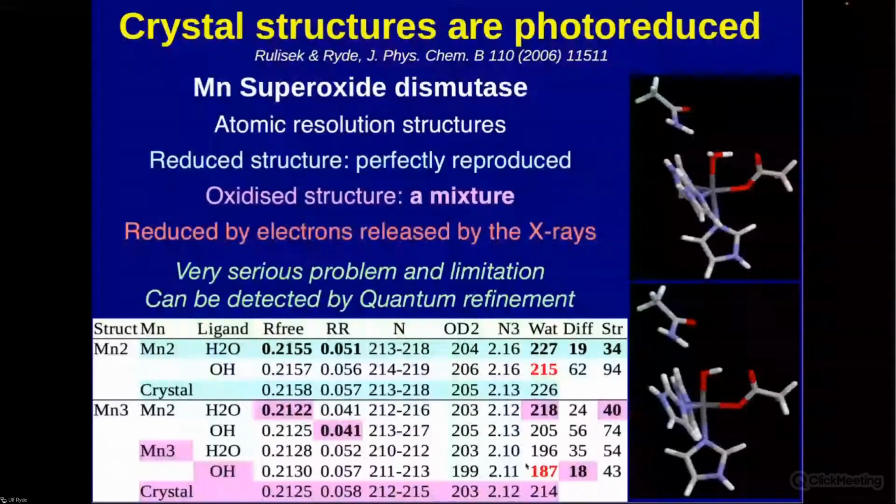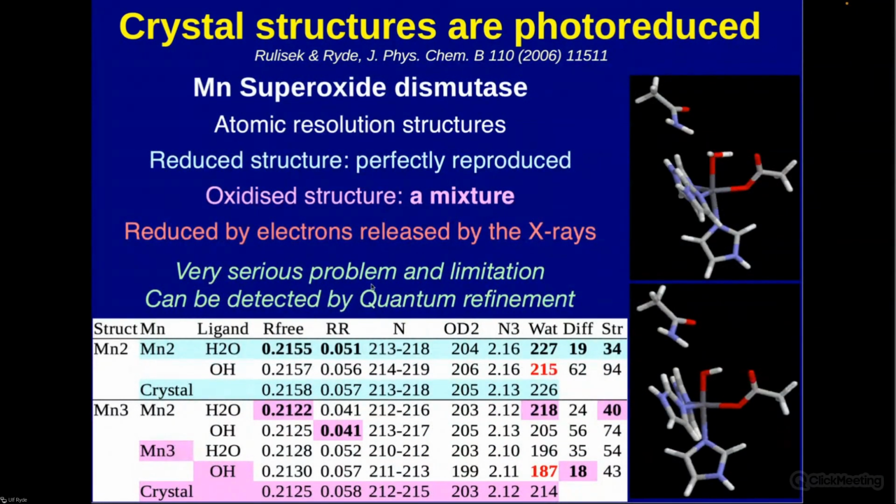So the bad thing is that quantum refinement will have problems with this structure. The good message is that we can see that from the results. We can see that we get a mixture, that we don't get any clear results. So we can actually see if structures are photoreduced.